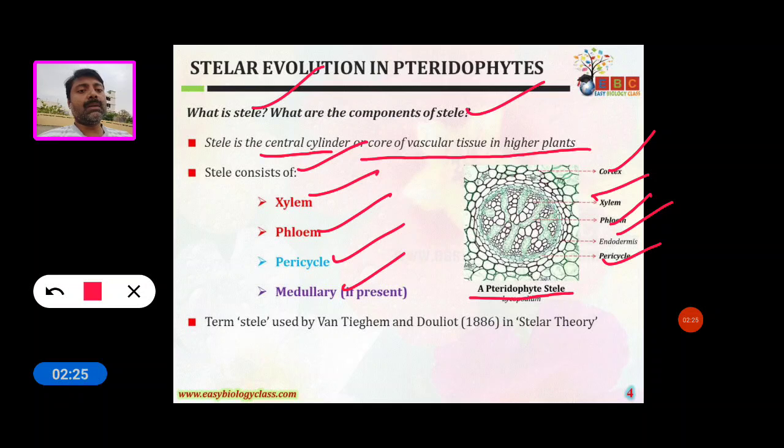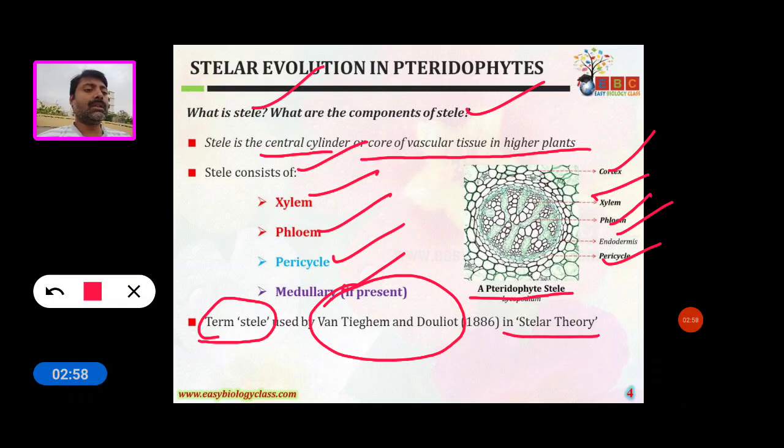The term stele was used by the scientists Van Tieghem and Douliot in 1886. They proposed the theory named stellar theory. So now see this theory.